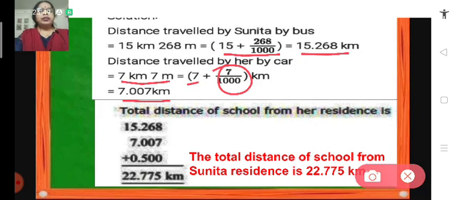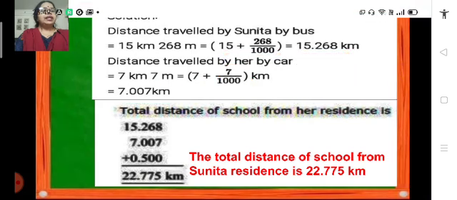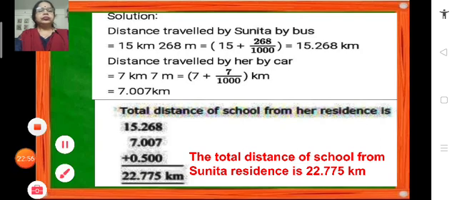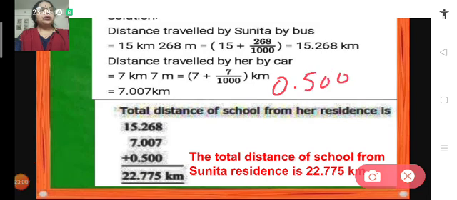And what is the distance she travelled on foot? It is 500 meters, isn't it? 500 meters means how many kilometers? It will be divided by 1000, isn't it? So, what do we get? We get 0.5 kilometers. Now, we add these three numbers, these three decimals.